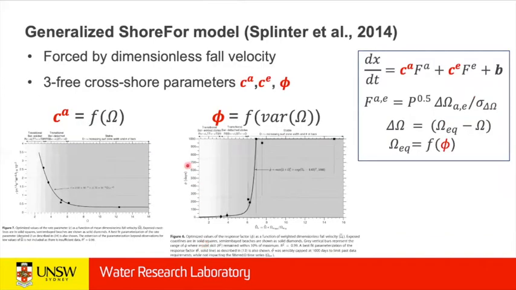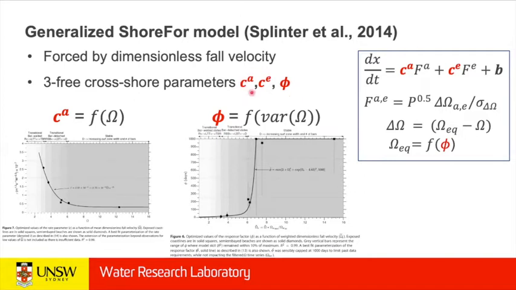We're going to be using the generalized shore-form model published in Splinter et al. 2014. It's a very simple model structure forced by the dimensionless fall velocity, an equilibrium term, and the wave power in shallow waters. There are 4 model parameters. One of the parameters, the B term, we're not going to take into account in the study as we are interested now only in the parameters associated with cross-shore processes.